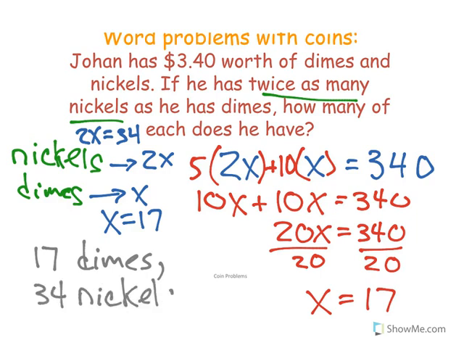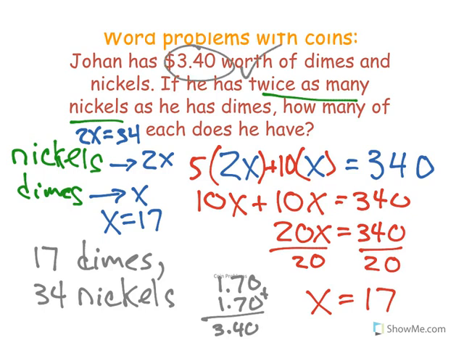Now we're going to say, does this make sense? Well, he has twice as many nickels as dimes because 17 times 2 is 34. And let's check our money, right? So 17 dimes is $1.70. 34 nickels is also $1.70. And if I add them up, it's going to give me $3.40, which is our check.